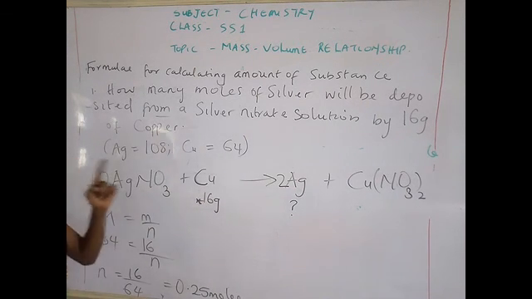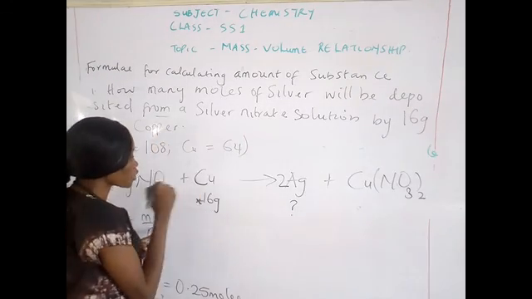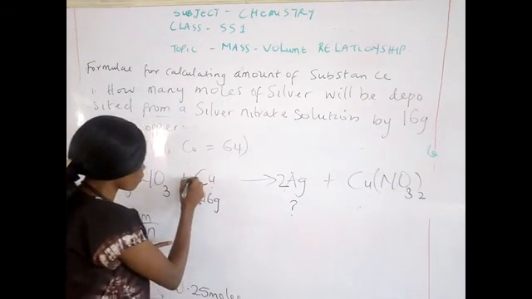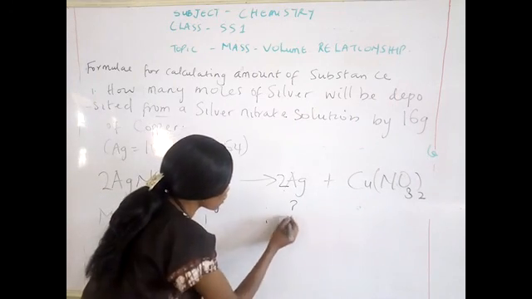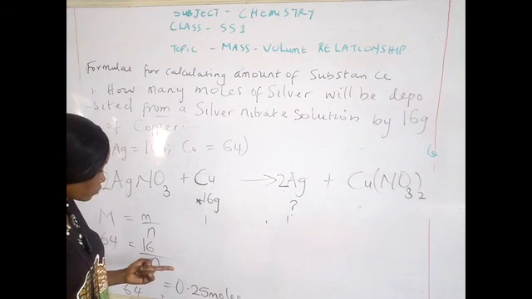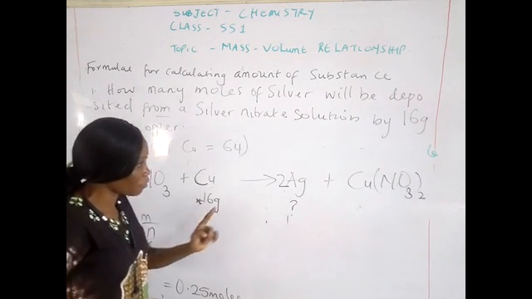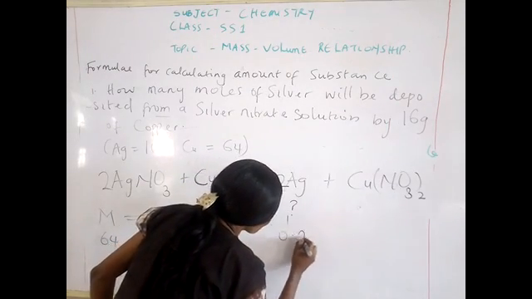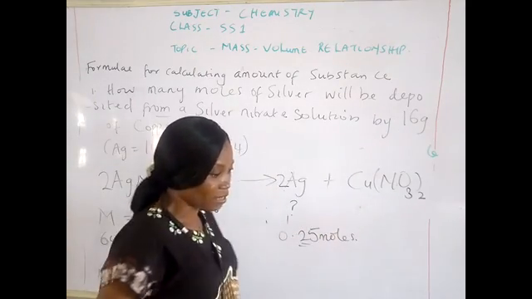Now we are looking for the amount of silver. Let's relate it. What is the mole ratio between copper to silver? You look at the coefficient of copper, which is 1 here, and the coefficient of silver, which is 1 here. So if this is 1:1, therefore we can say that if the amount of copper is 0.25 moles, the amount of silver will also be equal to 0.25 moles, since the mole ratio is 1:1. So this is our final answer.